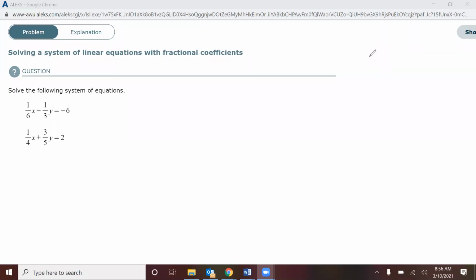What do we do if there are fractions in there? Well, we do the same thing we always do when there are fractions. Get rid of them. So I will multiply the first equation by its least common denominator, which would be 6. So when I multiply the 6 through to each term, I'll get x minus 2y equals negative 36.